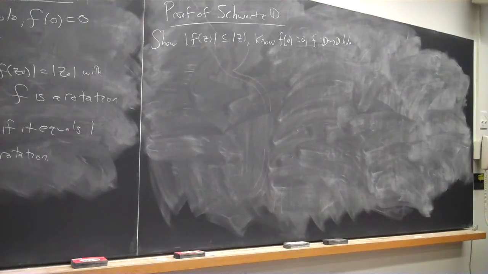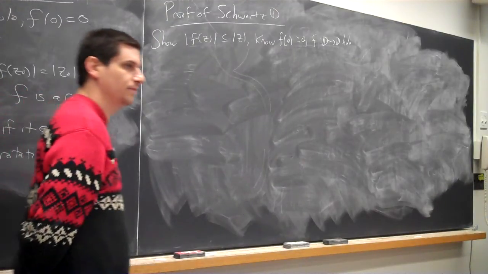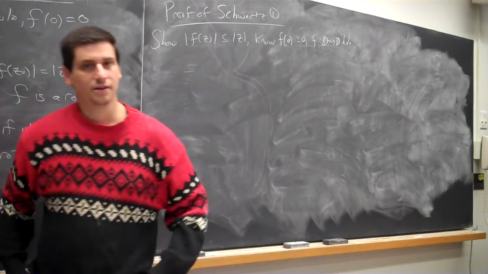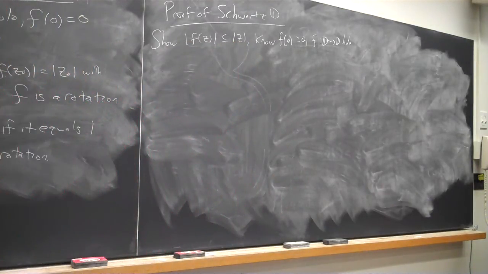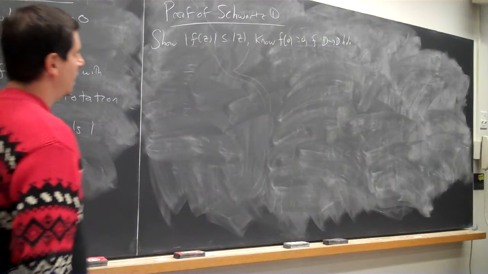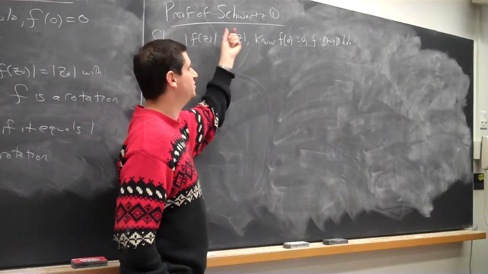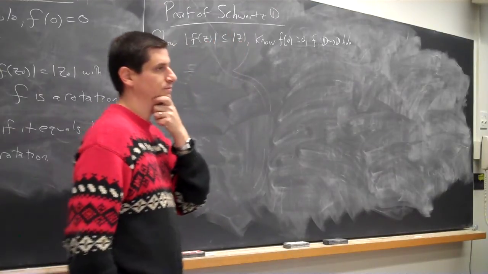Well, instead of looking at |f(z)| ≤ |z|, what's a nice way of rewriting that? So how could I rewrite that expression? f(z) minus z is less than 0. I can't do that because I have absolute values. I have to have the absolute value of f(z) minus the absolute value of z.